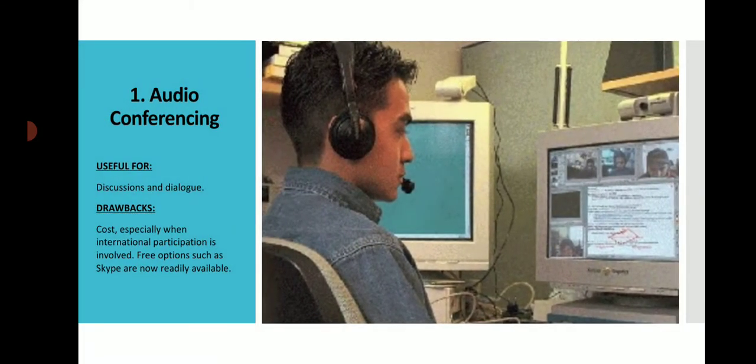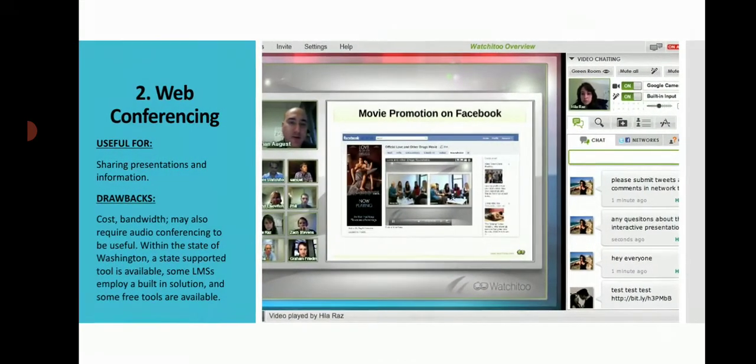Different types of synchronous communication tools. Number 1, audio conferencing. It is useful for discussions and dialogue. Drawbacks: cost, especially when international participation is involved. Free options such as Skype are now readily available. Number 2, web conferencing.